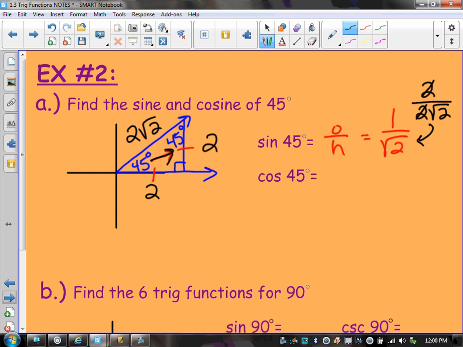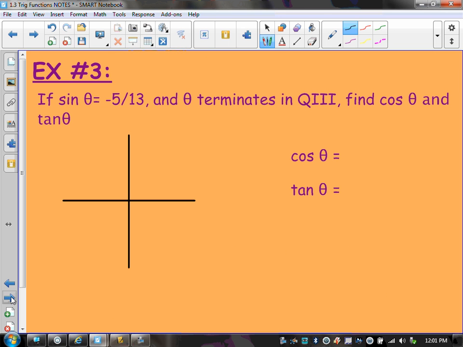So what about cosine? Cosine is adjacent over hypotenuse. My adjacent side is 2. My hypotenuse is 2 rad 2. Or if I reduce, I end up getting 1 over rad 2. Okay? So it doesn't matter what the units are. You should end up getting the same answer ratio in the end. Okay? All right, I'm going to go ahead and skip this one, skip B.